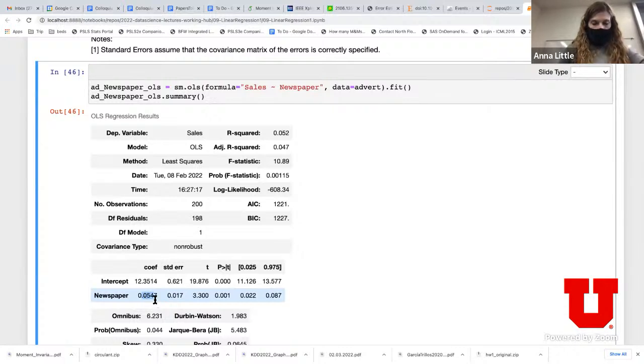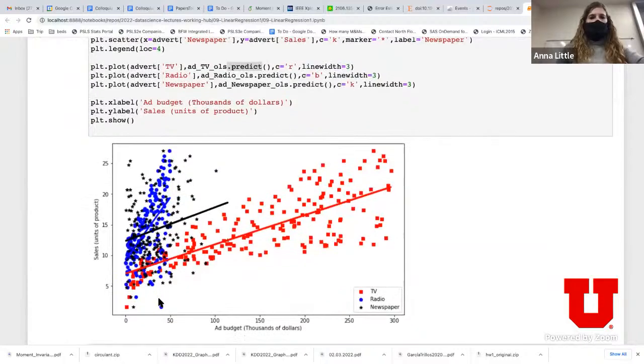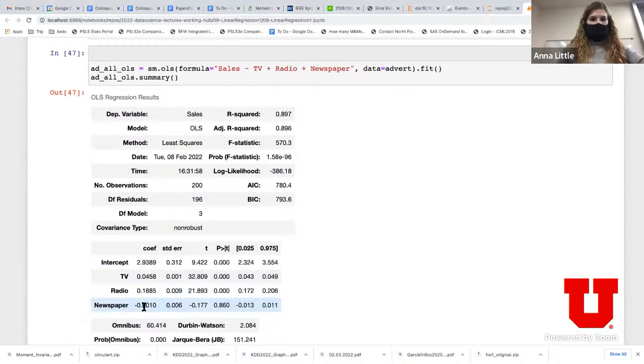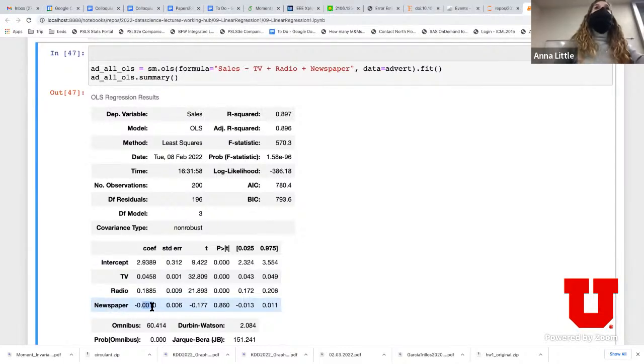For newspaper, when we did the one-on-one regression, we got a slope that said if we increase spending by $1,000, we'll increase sales by 54.7. Now, if we look at the slope that we get here, it's like 0. It's saying that it really won't do anything. So that's very different in terms of the interpretation that we draw. When we include all of these variables in the model, it's saying that spending more money on newspaper advertising is not going to help you.